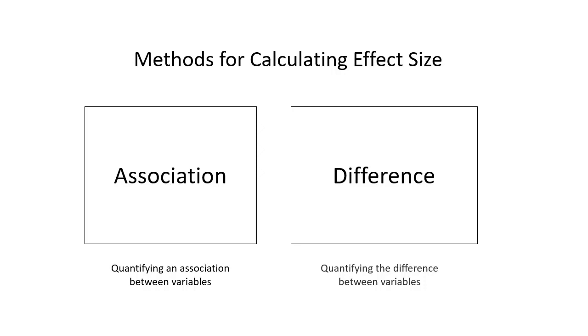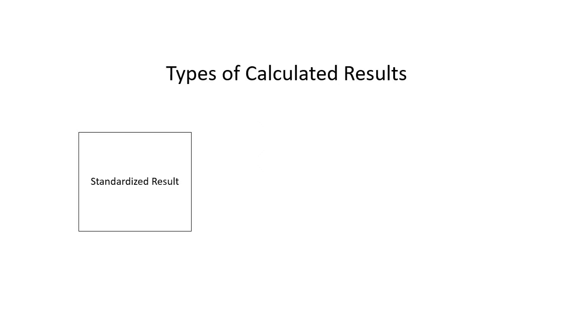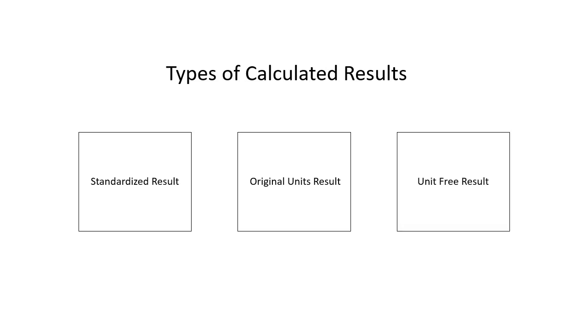Three types of calculated results include: the first is a standardized result. The effect size is a standard scale, allowing it to be interpreted generally regardless of application, like the Cohen's d calculation. Secondly, there's original unit result. The effect size may use the original units of the variable, which can aid in the interpretation within a domain. For example, the difference between two sample means. Lastly, there's unit-free results. The effect size may not have units such as count or proportion. For example, a correlation coefficient.